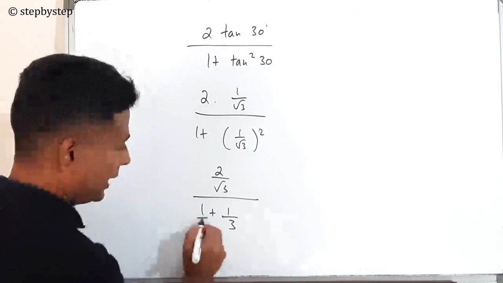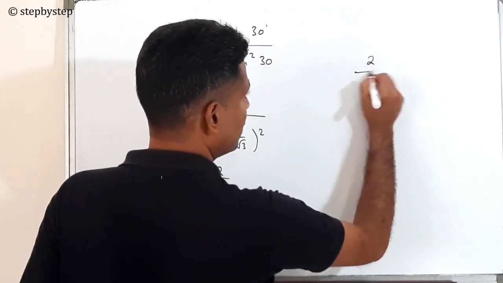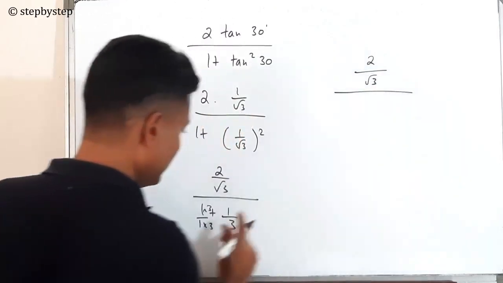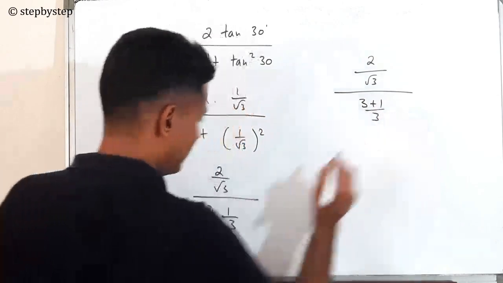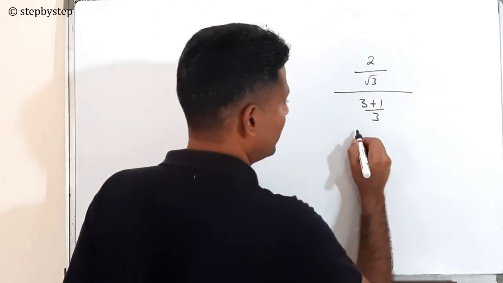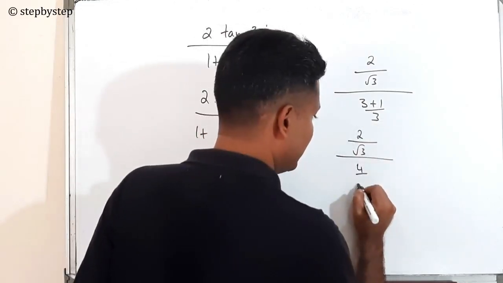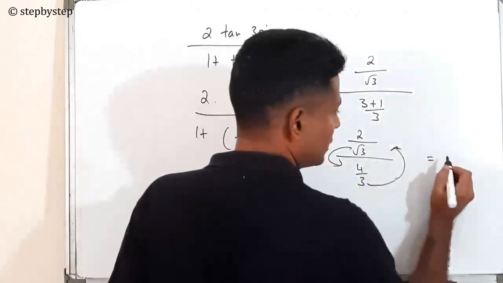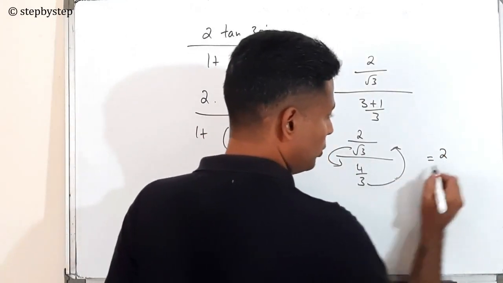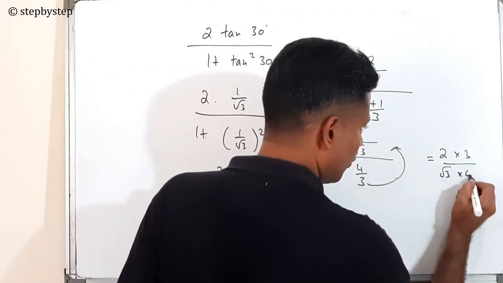1 by 3. So taking LCM by 1 into 3 into 3. So we'll get 2 by root 3 by 3 plus 1 by 3, right? Taking LCM over here. So we get 2 by root 3 by 4 by 3. Now denominator will come down and this denominator will go up. So what do we have? 2 into 3 by root 3 which comes down into 4.